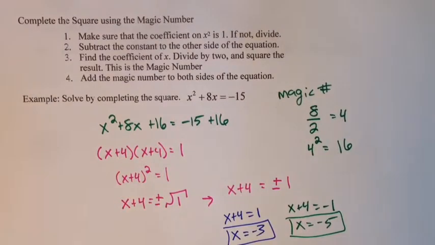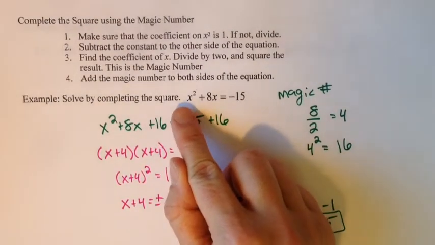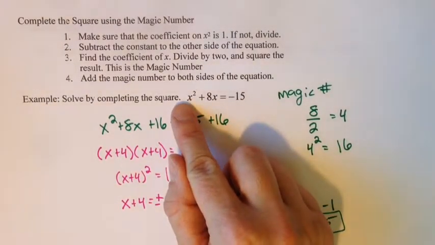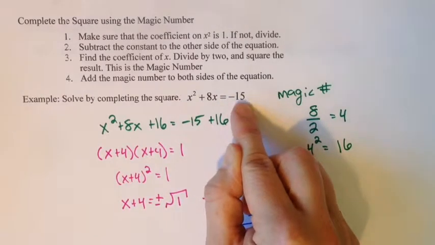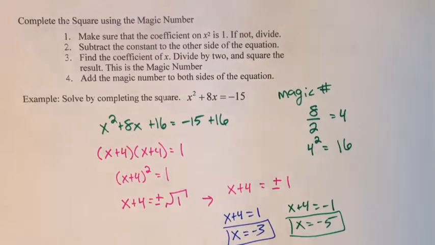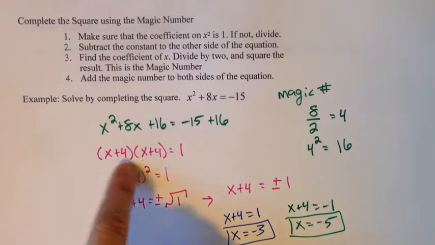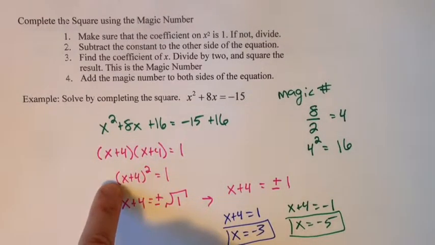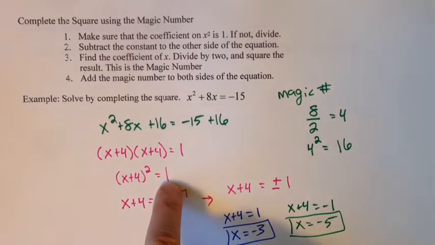So just to recap, the first thing that we did was made sure that this was in the right format for completing the square. We made sure that the coefficient on the x squared was a 1, and then we got the constant off to it by itself so that we had just x squared and x on this side. Then we found the magic number and added it to both sides of the equation. That made it so that one side factored into a perfect square, while the other side was just a number.